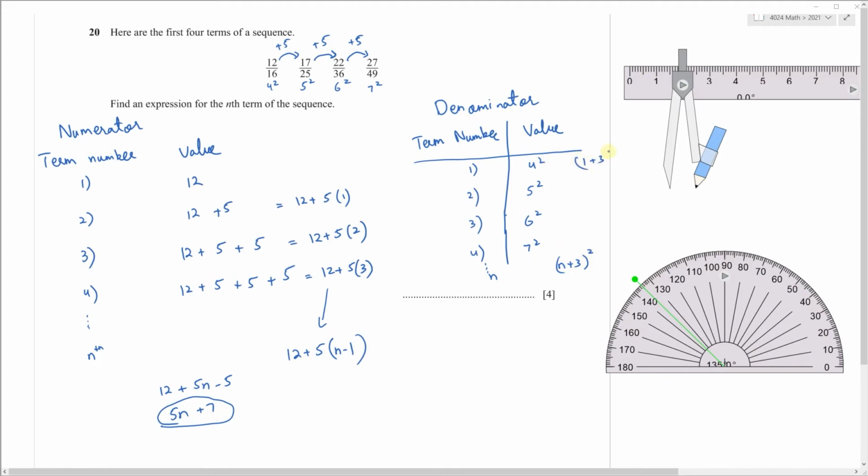So this was 1 plus 3 square, this was 2 plus 3 square, this was 3 plus 3 square, this was 4 plus 3 square. So all of these values are your term number. So this is the first term, second term, third term, fourth term. So this is the nth term, n plus 3 square. So now I can write the overall expression for the nth term. My numerator is 5n plus 7 divided by my denominator, n plus 3 whole square. So this is how you'll find the nth term in this sequence.